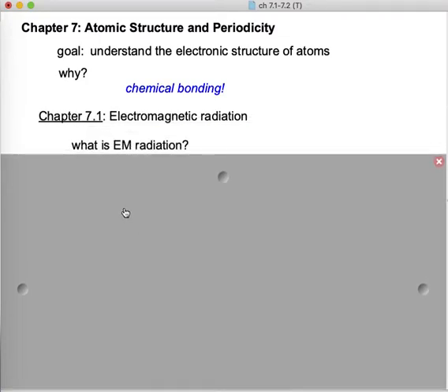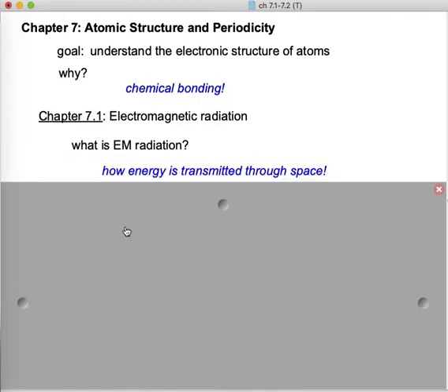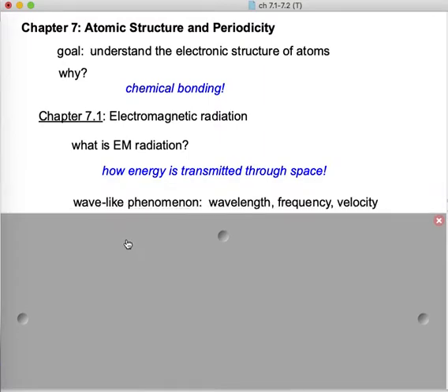What is electromagnetic radiation? Essentially, it is how energy is transmitted through space. If I want to send energy from one point to another point, I'm going to do so with a beam of electromagnetic radiation. And it's important to understand that electromagnetic radiation is a wave-like phenomenon. If you study electricity and magnetism in advanced physics courses, you'll learn that EM radiation is basically made up of oscillating magnetic and electric fields that travel through space that are perpendicular to one another. We don't particularly care about that.